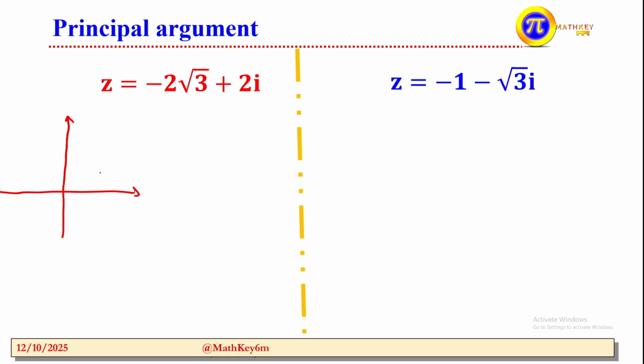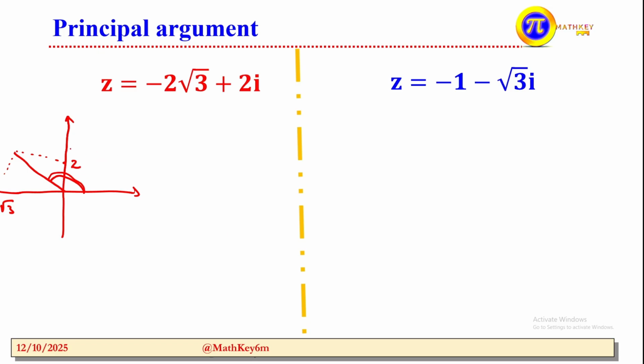Which implies that -2√3, let's take somewhere here, -2√3, and the imaginary part, that is 2. Let us consider here is 2. So this as a vector we can represent in such form. It lies here, and we will try to find what? The measure of this. You see where it lies? It lies at the second quadrant.